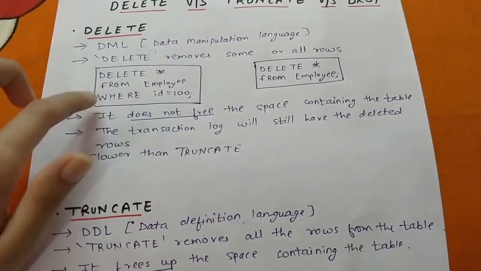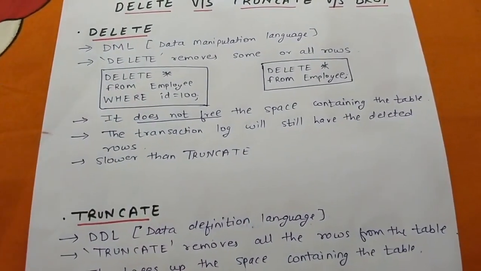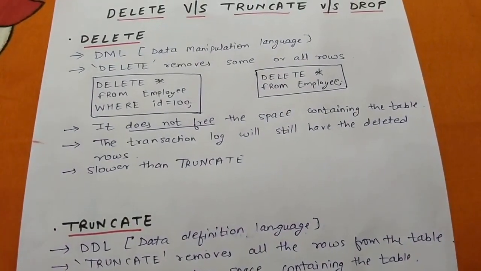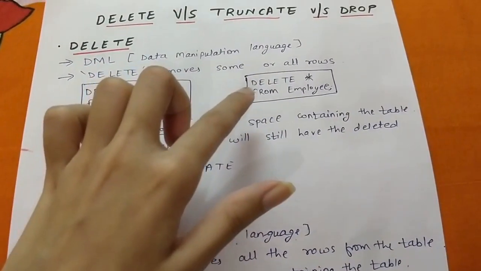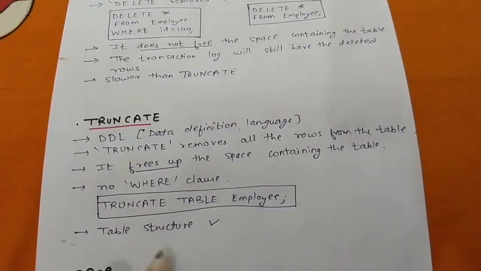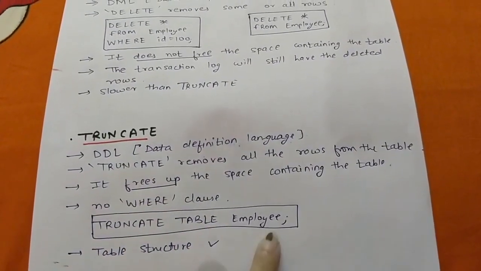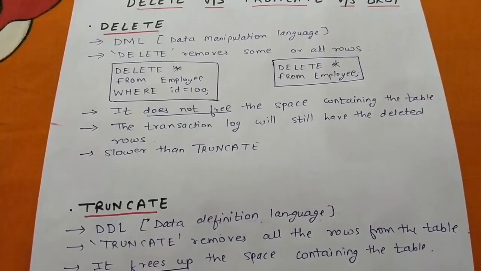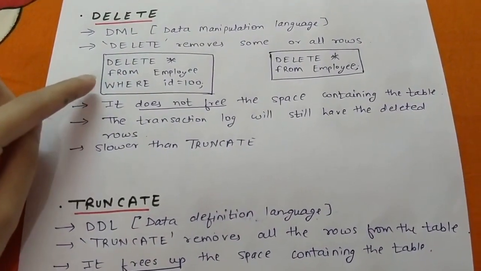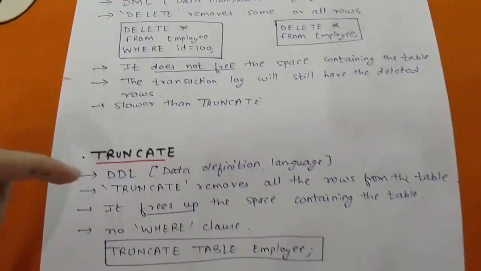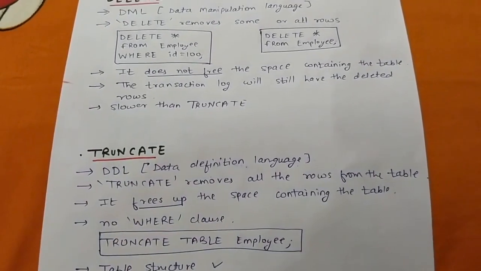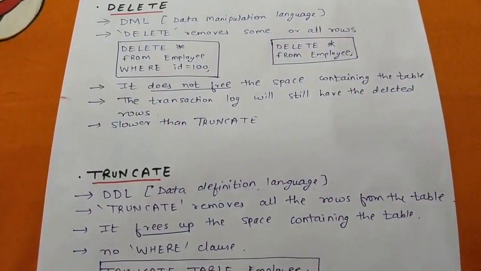So this query can be used to remove specific rows from a table, and when you want to remove all the rows from a table, we use a query something like delete star from employee, and the query in truncate would be truncate table employee. So whenever you want to remove a specific row from a table, we use delete with where clause, but in truncate no where clause is used. So this is one difference between delete and truncate.